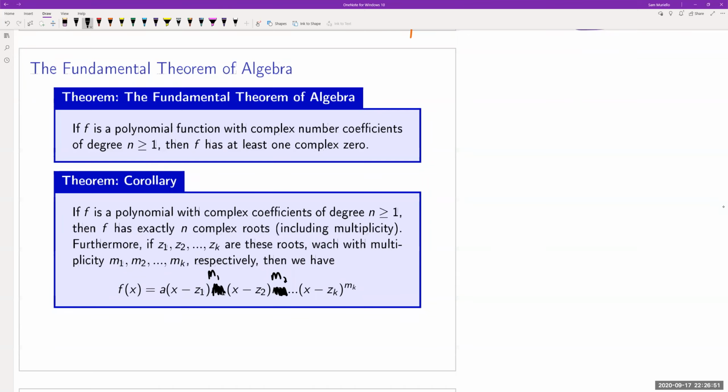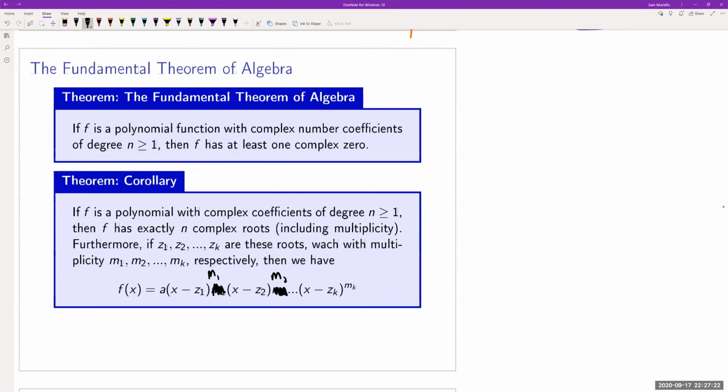In other words, no matter what my polynomial is, as long as it's at least degree 1, so not just a constant line, but anything higher, then it does have a root. It may not be a real root, but it will have at least one root. Now, because of this, I could factor that root out. That leaves me with a polynomial of degree 1 smaller. That polynomial will also have a root, and I can continue factoring in this way until I've factored everything out.